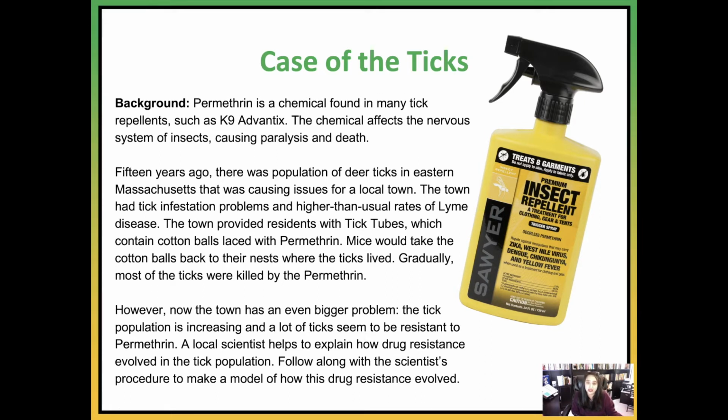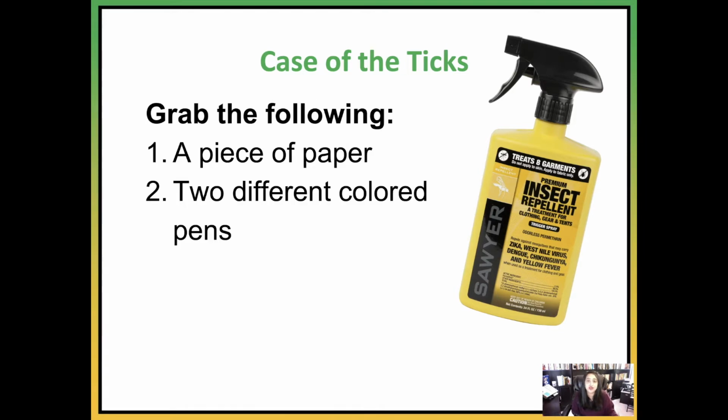However, 15 years later, the town has an even bigger problem because now the tick population is increasing, but a lot of these ticks seem resistant to permethrin. So we're going to work with a local scientist, which is just us, and we're going to explain how this drug resistance evolved in the tick population. So what you're going to need for this is a piece of paper and 2 different colored pens.